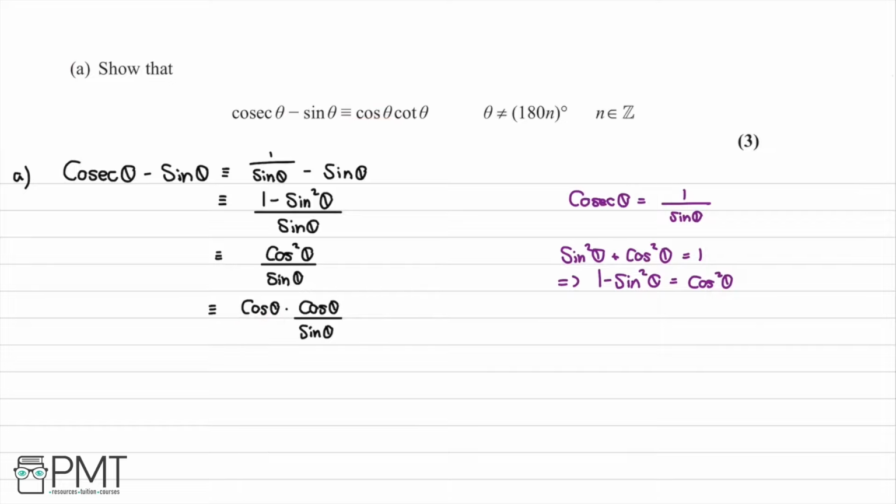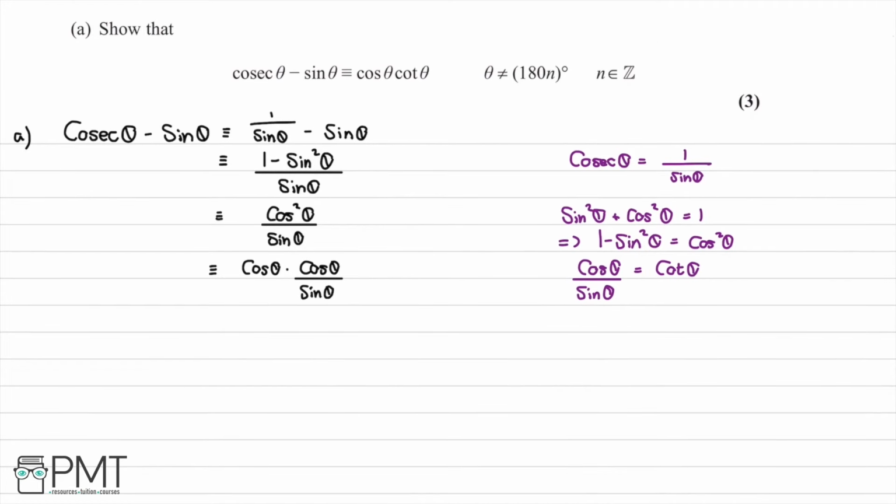So then the next trig identity we can use, we know that cos of theta divided by sine of theta, which is what we have here, is going to be equal to cot of theta. So we can substitute this back in, and what we have is equivalent to cos of theta multiplied by cot of theta. So this is the required answer. This is what the question wanted, and we've shown that cosec of theta minus sine of theta is equivalent to cos theta multiplied by cot theta, as required.